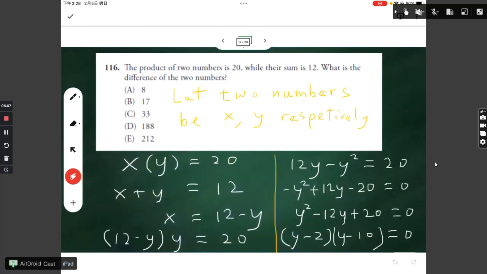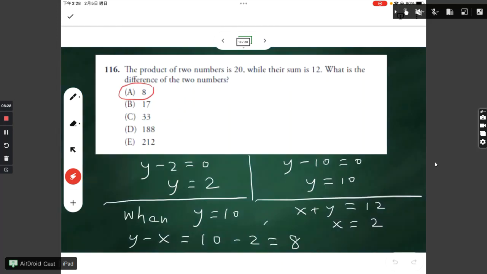That's because in your assumption you haven't set which one of x and y is the bigger one. We haven't given them any restriction on which is bigger. So the answer is 8.